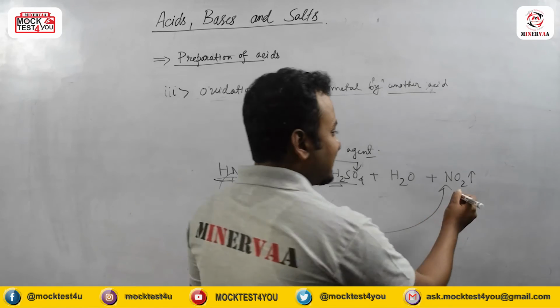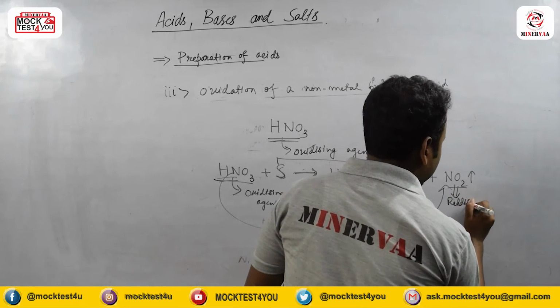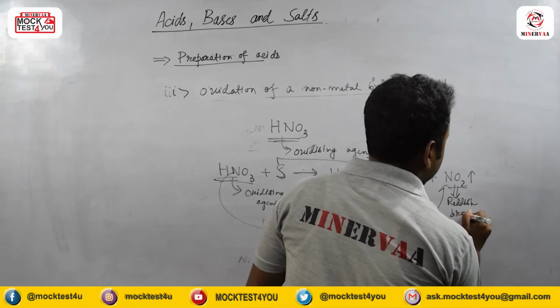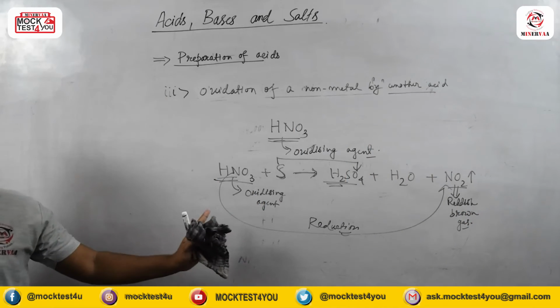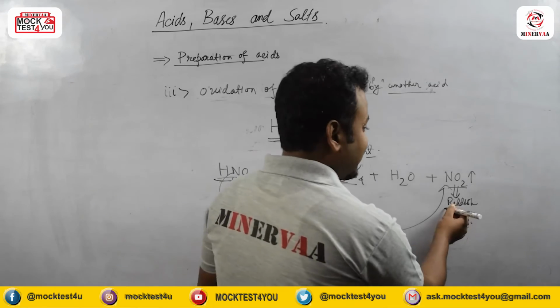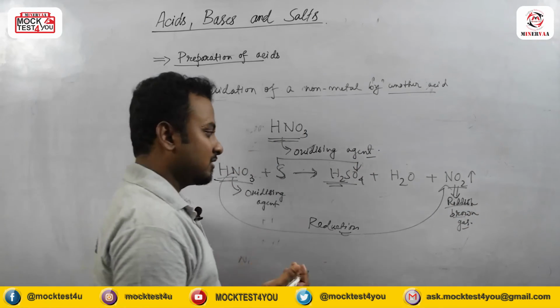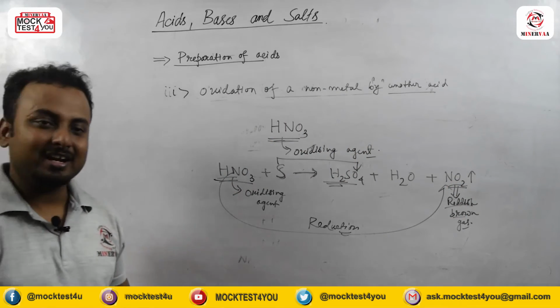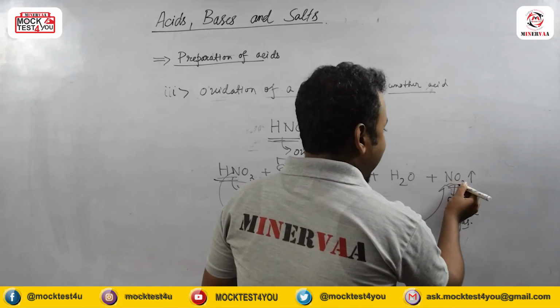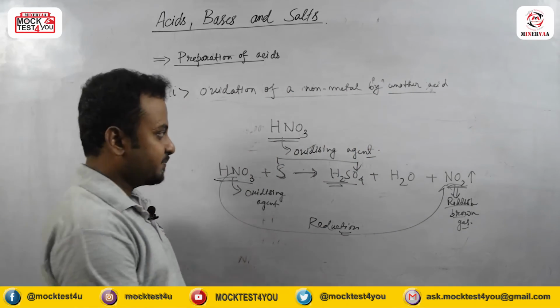Another thing is that this NO2 is a reddish brown gas. So how can you identify that the reaction is taking place? You will see that in the test tube, reddish brown fumes are getting evolved. It is very interesting to see colorful gases getting evolved. So NO2, a reddish brown gas, is evolved from the reaction.